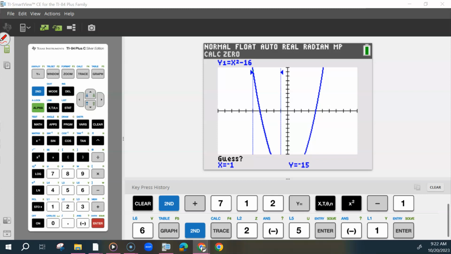Then it says guess. You don't want to guess. You want the calculator to do the work, so hit enter. And it will tell you what that x-intercept is. So then we would just write that down, -460.